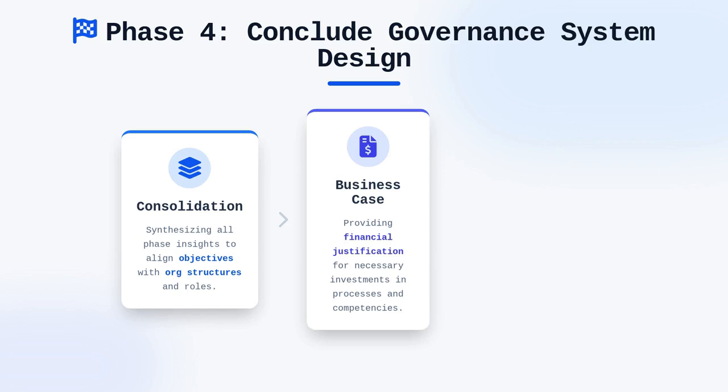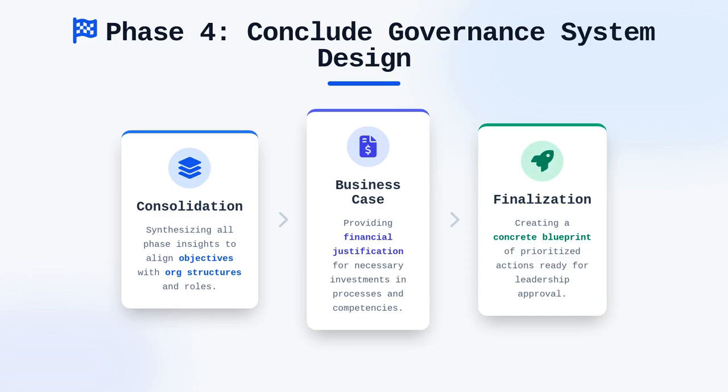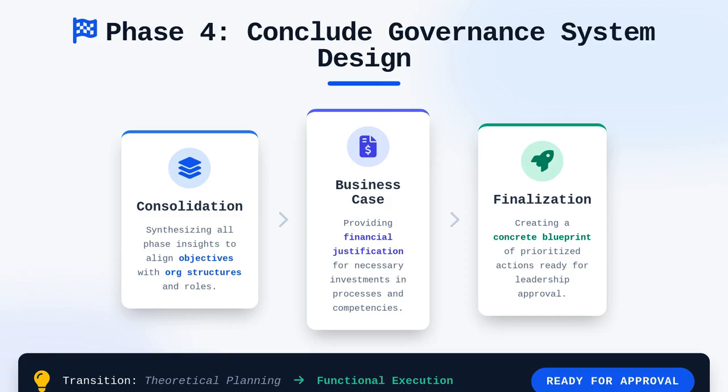You aren't just creating a list of objectives, but a cohesive strategy for implementation that takes into account the enterprise's current capability levels. By finalizing the design here, you transition the initiative from an abstract planning exercise into a concrete set of actions that can be measured and managed effectively. This comprehensive workflow ensures that your governance design is not merely a theoretical exercise, but a functional blueprint for success.